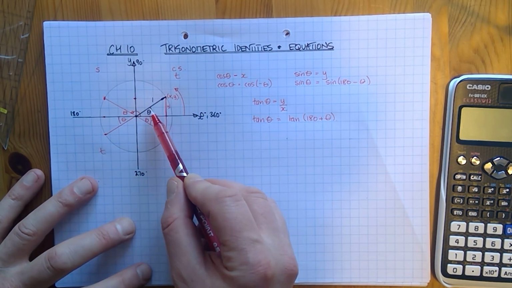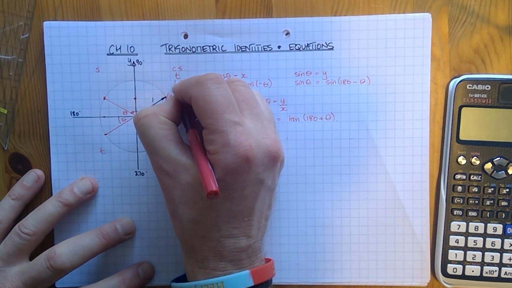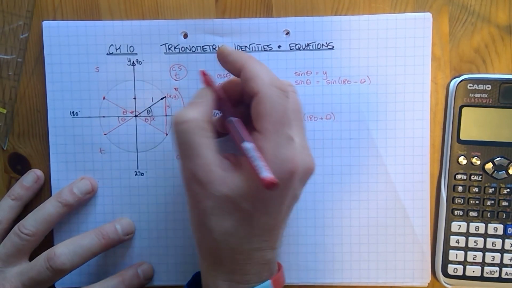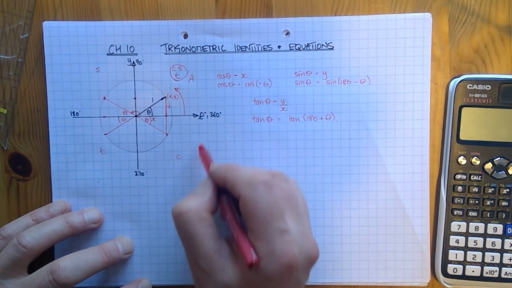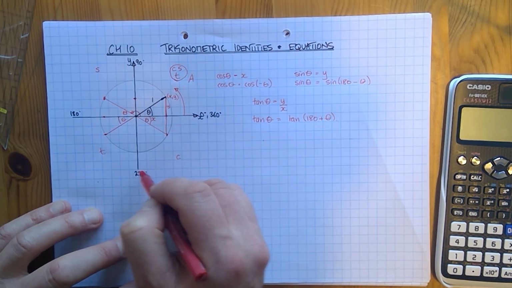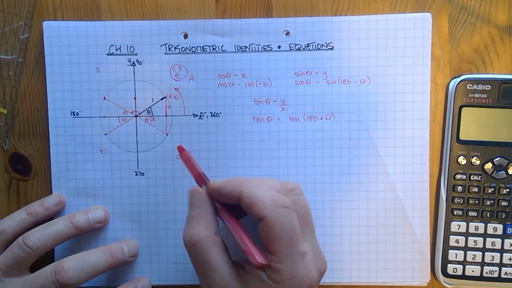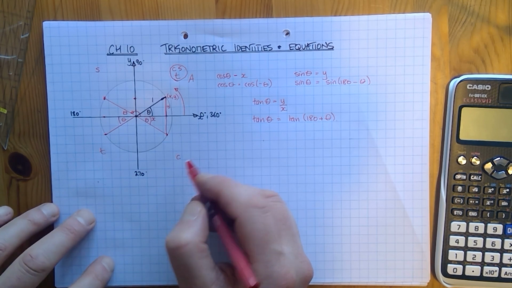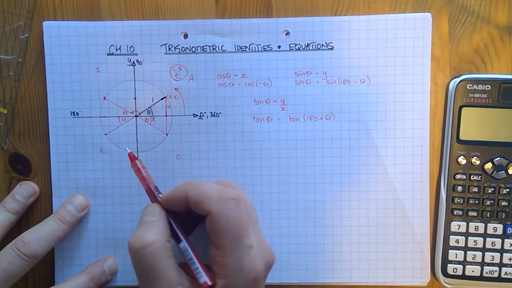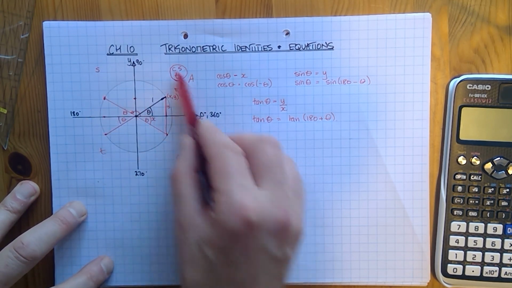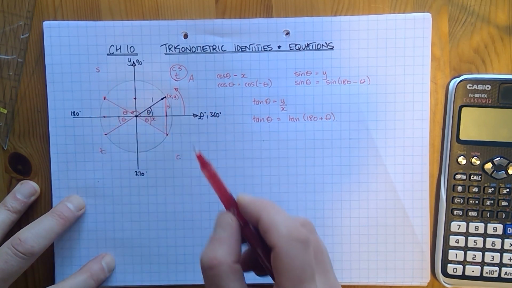So all three trig functions are positive in this area. Instead of writing C, S and T together, let's just put an A for all. In this quadrant, for angles between 270 and 360, or between 0 and minus 90, depending on how you want to do it, cosine is positive. In this quadrant, tan is positive, and in this quadrant, sine is positive. This is often called a CAST diagram or ACTS diagram.